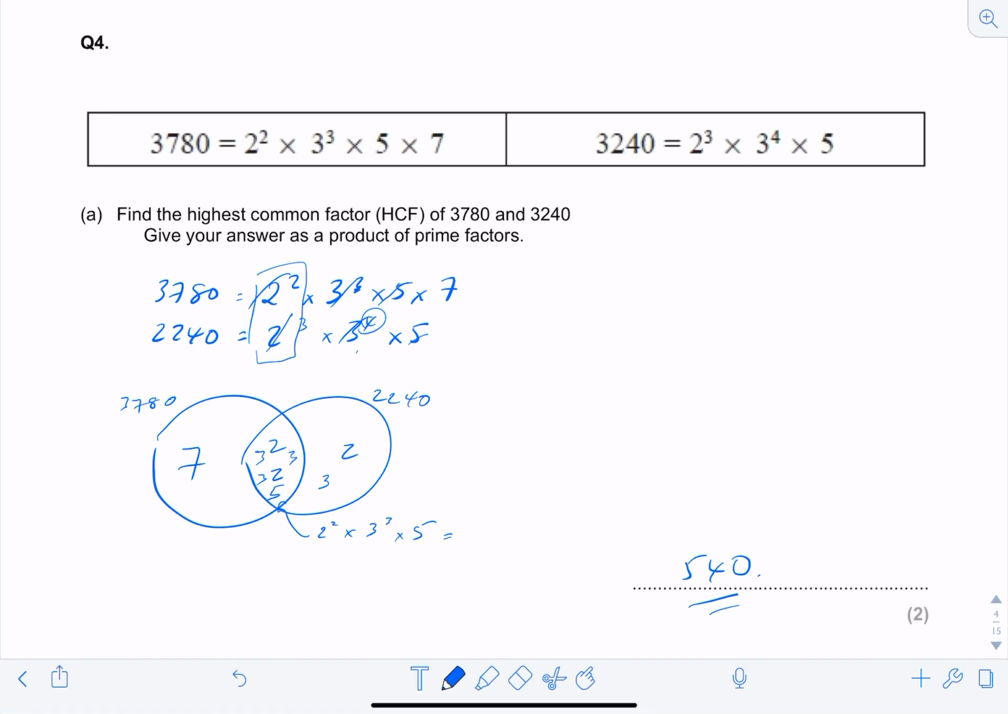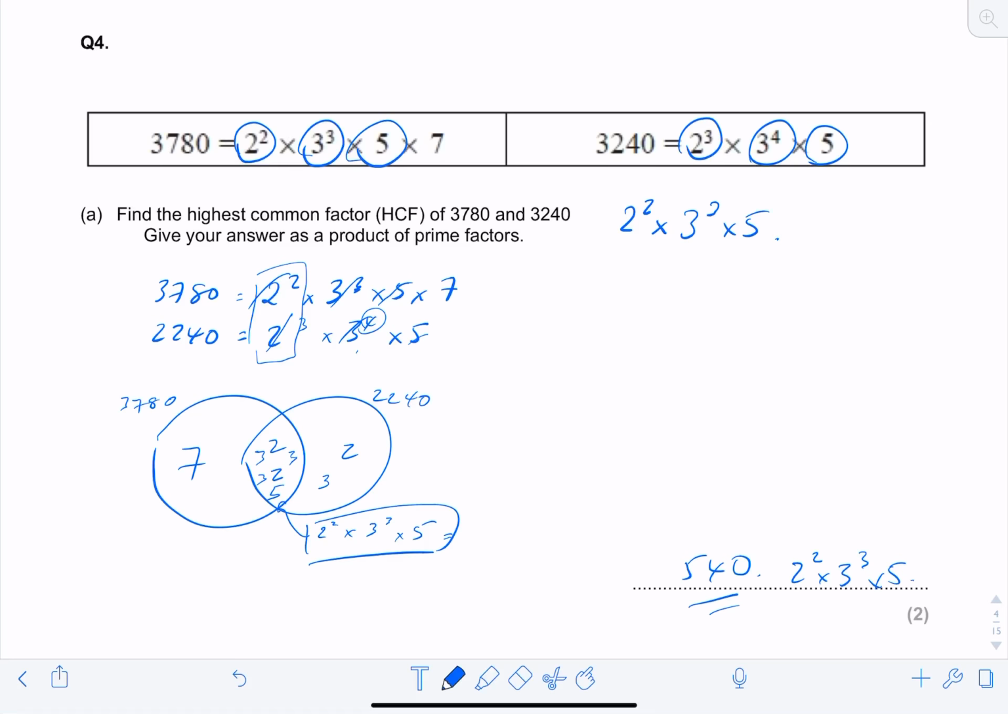Give you an answer as a product of prime factors. Okay, that's that one there then: 2 squared times 3 cubed times 5. Once you get into the hang of it, you can just read this off. I've got 2 squared in there, so my first one's going to be 2 squared. The thing that's common to both 3 cubed and 3 to the 4 is 3 cubed, and then times 5 and times 5. Done.